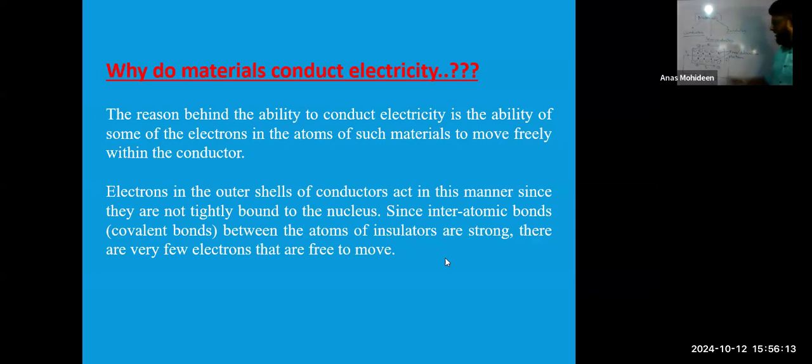So this happens because these electrons are not very tightly bound to the nucleus. That is why they come out. You can see it is given there down. Electrons in the outer shells of conductors act in this manner since they are not tightly bound to the nucleus. Interatomic bonds, covalent bonds, I told you, between the atoms, especially between the atoms of insulators, are strong. But we spoke about the conductors. They have a weaker bond. So anyhow the electrons come out.